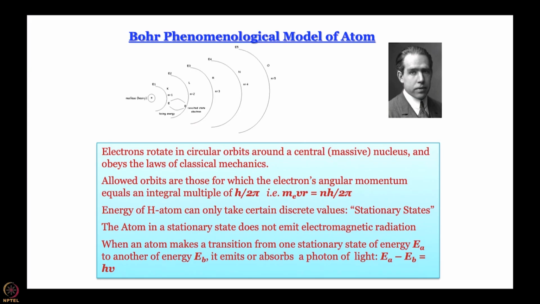Well, he actually put it in a different way. He said that only those orbits are allowed where mvr equals nh by 2 pi. Angular momentum is quantized and it is an integral multiple of h by 2 pi, where h is Planck's constant. What is Planck's constant? We will come to that in a minute, and from there we will come back to the Bohr model.